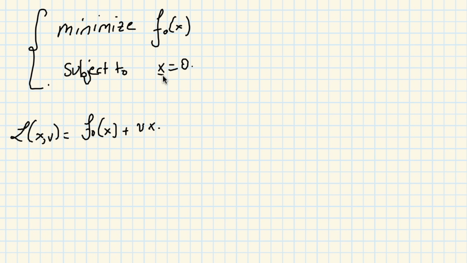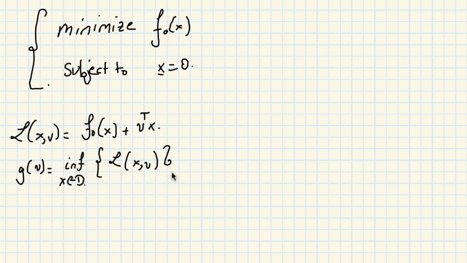We can extend this to be a vector, and this will be a transpose. Now if I look at g of nu, which is the dual function, it is the infimum over x, in the domain of the function, of L(x, nu), which is in turn the infimum of f0 of x plus mu transpose x.